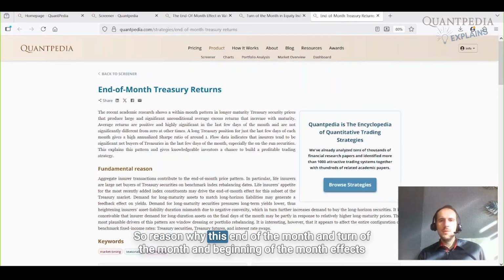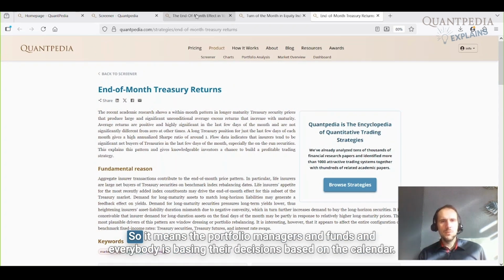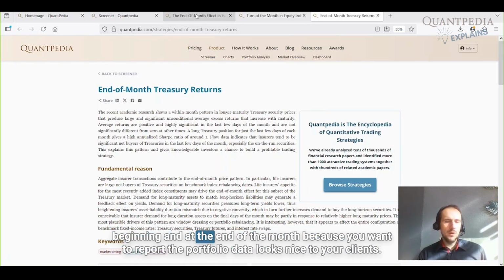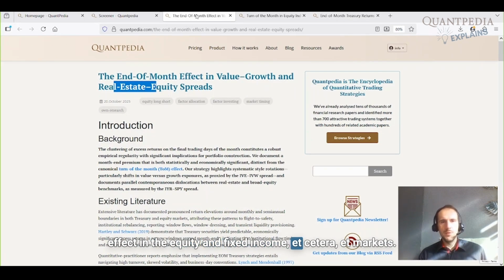So the reason why this end of month and turn of month and beginning of month effects work is because we are living in the calendar time. So it means the portfolio managers and funds and everybody is basing their decisions on the calendar. And when you have the monthly reporting to your clients as a portfolio manager, you need to do the changes at the beginning and at the end of the month, because you want to report a portfolio that looks nice to your clients. So it means those end of month and beginning of month rebalancing causes a lot of the seasonal effects in the equity and fixed income, etc. markets. So that's the main reason why those trends exist.